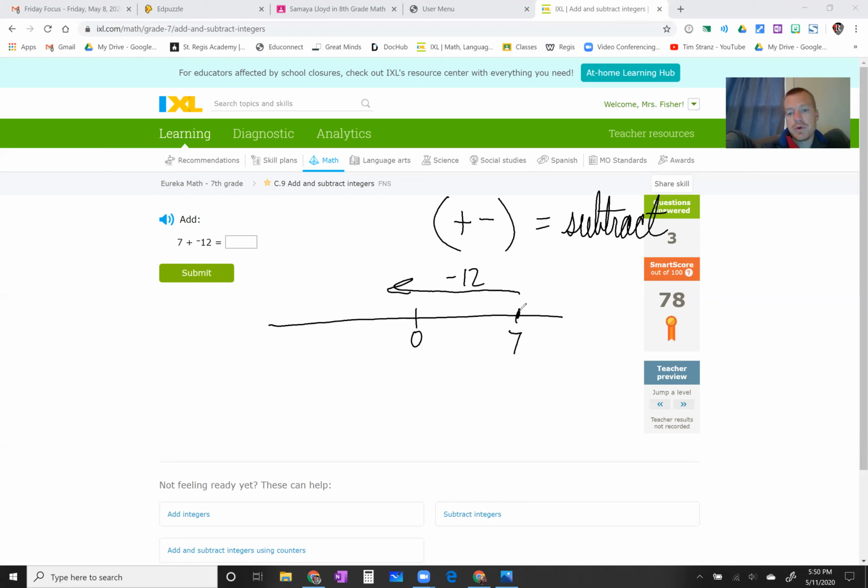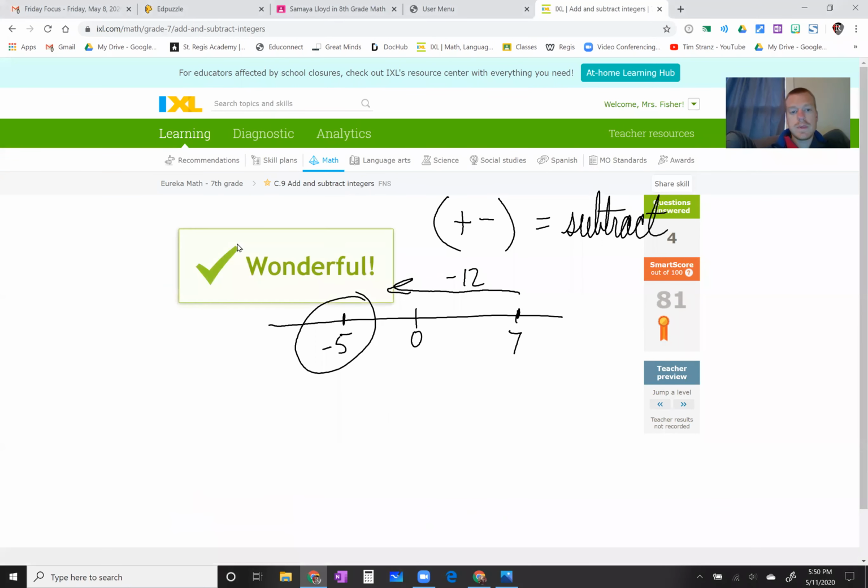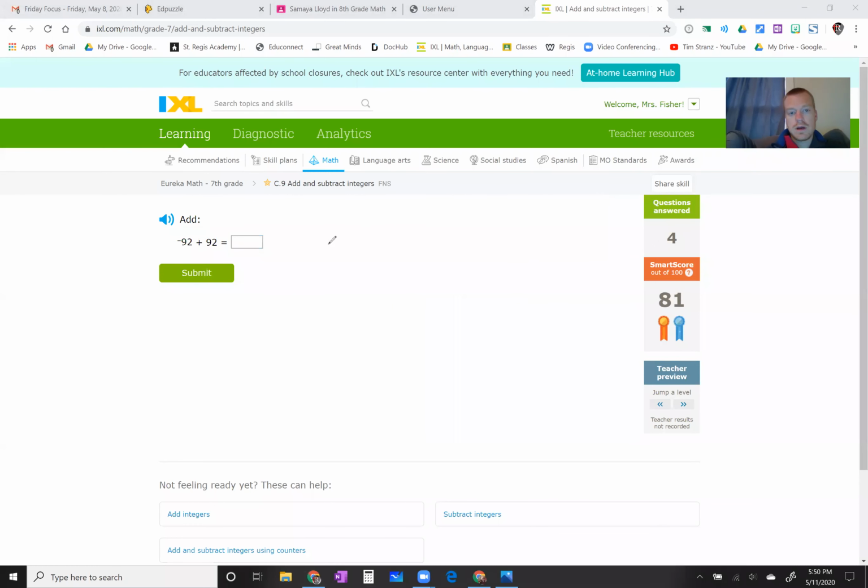So you're going to have a negative number, right? Because if you subtracted 7, it would just get you back to 0, but you're subtracting 12. So you go 7, then you go 5 more, right? So it's going to be -5. Okay. And we'll look at a couple more. This one, you just got -92, and you're adding back on that 92. So that one's easy. You know it's 0.